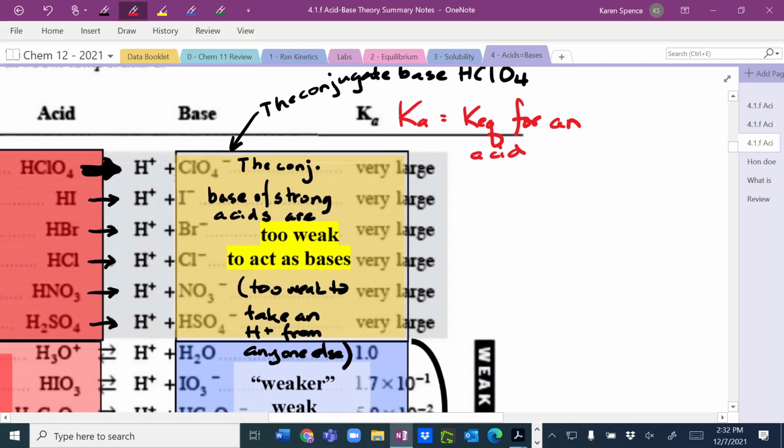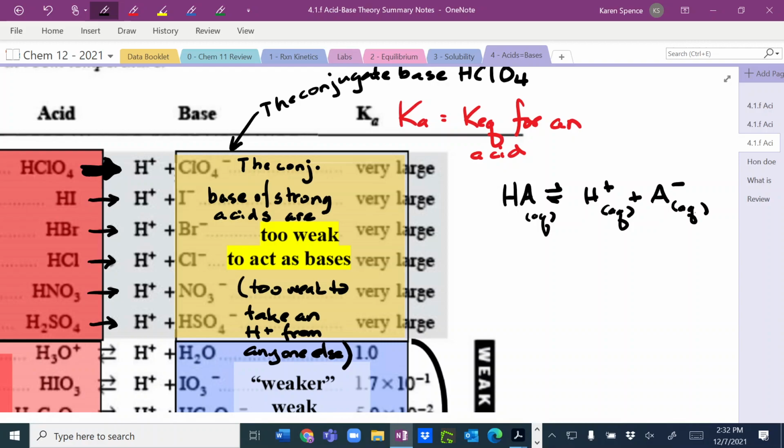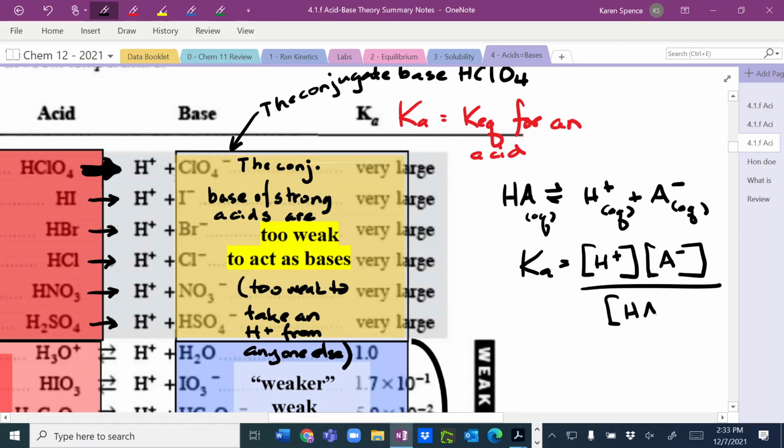If you have an acid, HA, in equilibrium with H plus and A minus, all of these things are aqueous. So it's not like in the solubility where we had a solid. When I dissolve an acid into water, it mostly is undissociated. A very small percentage of them will float around detached as long as it's a weak acid. So our Ka is going to be the concentration of H plus times the concentration of A minus over HA.